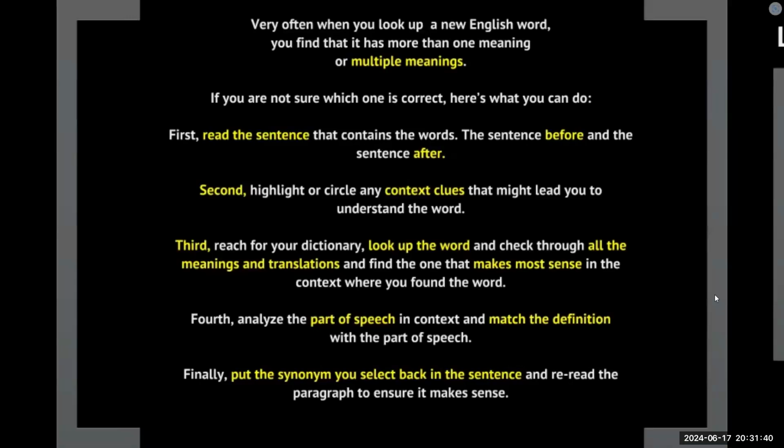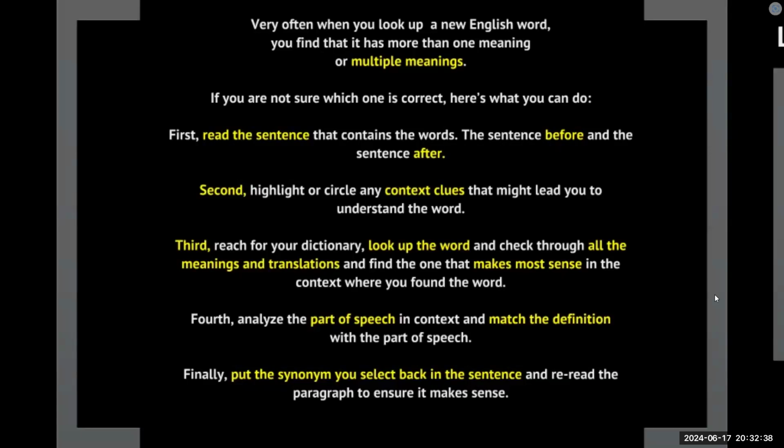So a lot of times you'll find that when you look up new words in the English language, they can have more than one meaning, or they can have multiple meanings. If you're not sure which meaning is correct, this is what you can do. You can first read the sentence that contains that word. For example, if you saw it in a paragraph, remember we talked about context clues before? So if you saw that word in a paragraph or in a sentence, you reread that sentence and try to understand the information around it. So you try to figure out the context clues around that word so that it can help you see it and understand the meanings. You could also look at the prefixes and the suffixes, which we also talked about before.